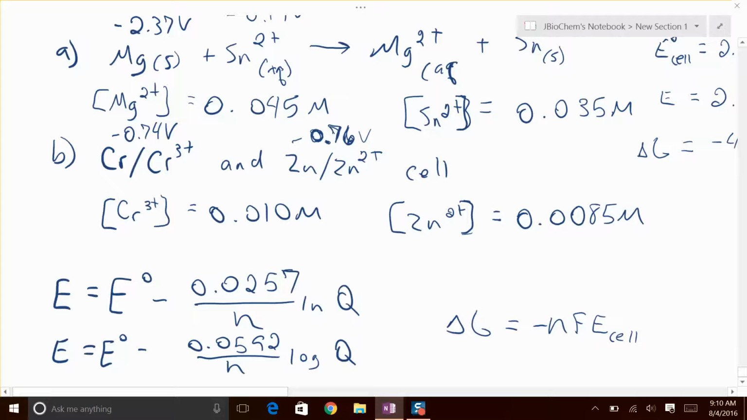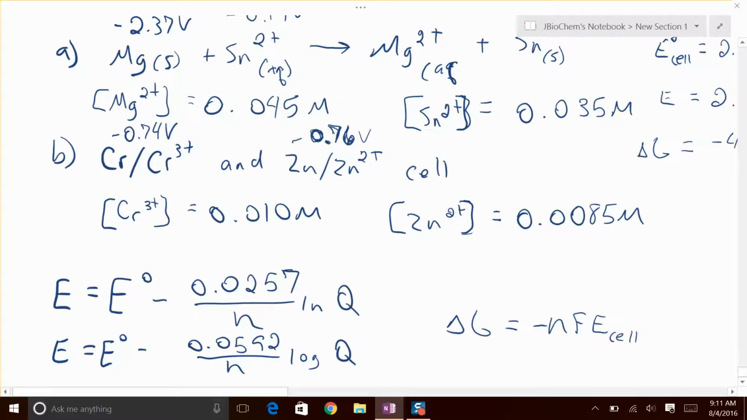How do I get the Q? Concentrations. Okay, so Q is products over reactants, right? And I gave you the concentration of magnesium and tin. Solids don't count. So it's just these aqueous things over each other: magnesium divided by tin. And that's Q.